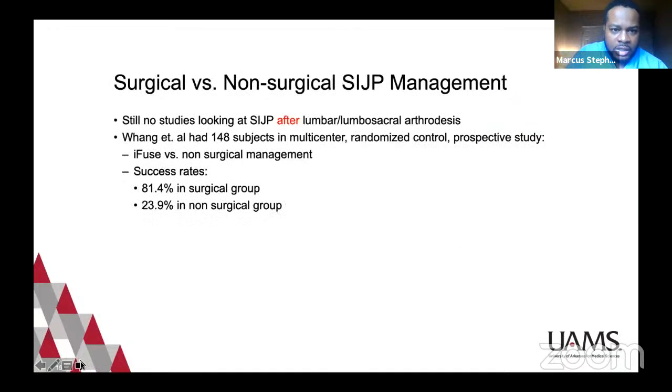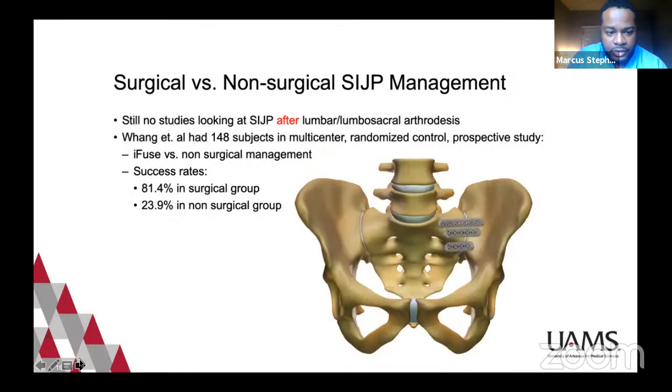Okay, and then finally, there aren't a whole lot of large studies that actually look at SI joint pain after a spinal fusion, but they did touch on the iFuse, which I'm sure by now we're all familiar with. And this was a multi-center randomized controlled prospective study where they looked at patients that did not undergo surgery for SI joint fusion, and then patients that underwent the SI joint fusion with the iFuse product. And they saw that 81.4% of these patients had better pain relief. And this is just an example of the iFuse product by SI-BONE.